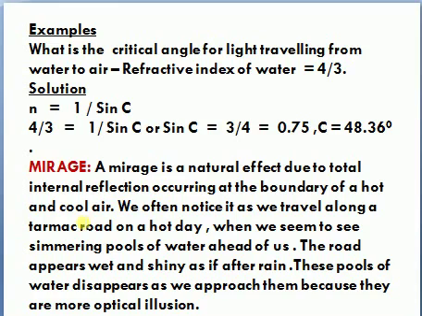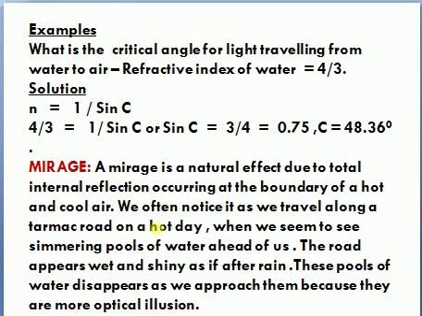That is an illusion, which we call what? Mirage. Now mirage is a natural effect due to total internal reflection. So this mirage is the natural effect of the occurrence of what? Total internal reflection that occurs at the boundary of hot and cool air.